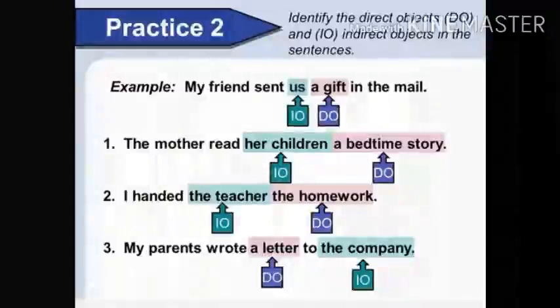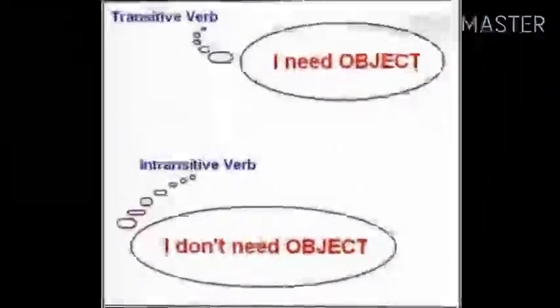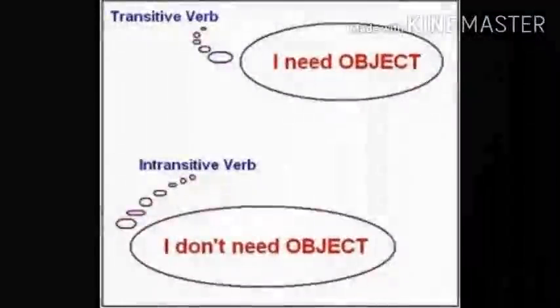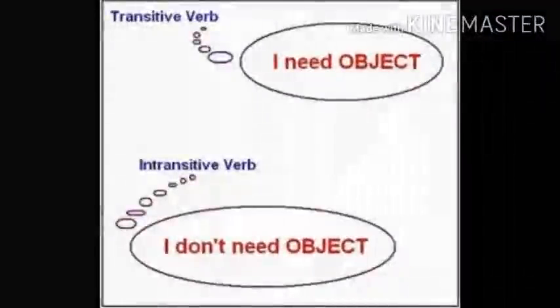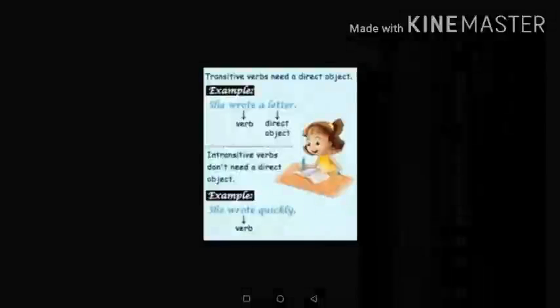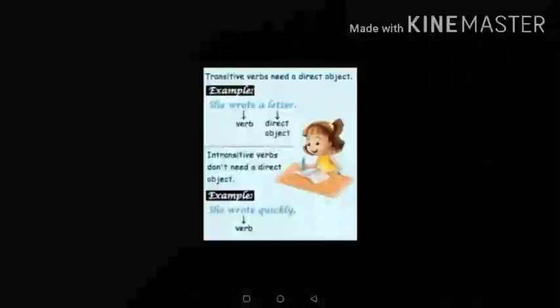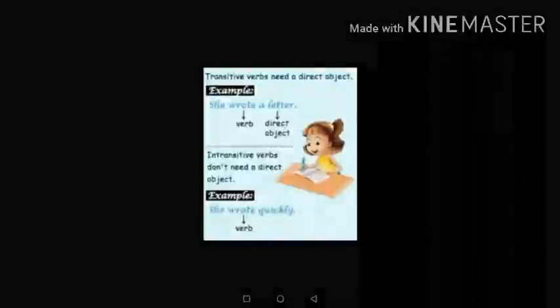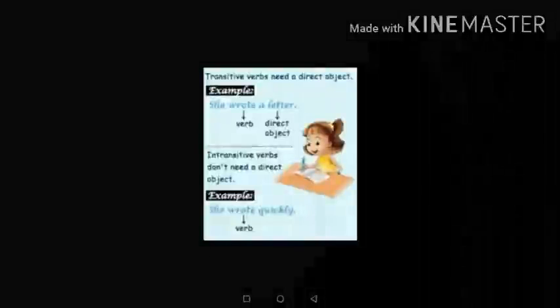Let's come back to the types of verbs, that is transitive and intransitive verb. A transitive verb is a verb which needs an object to complete its meaning. On the other hand, an intransitive verb doesn't need any object. Let me explain it with the help of an example. She wrote a letter. She is the subject in this sentence and wrote is the verb. Now, what did she write? A letter. A letter is the object in the sentence. So, wrote is the transitive verb.